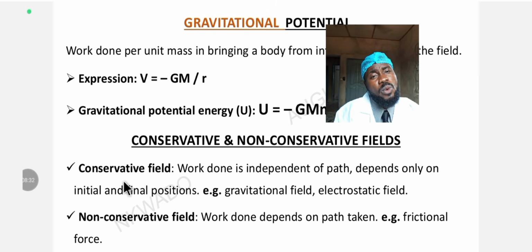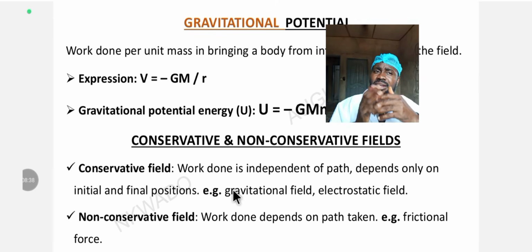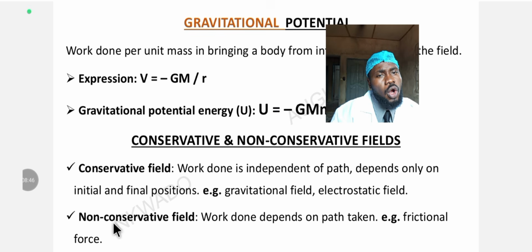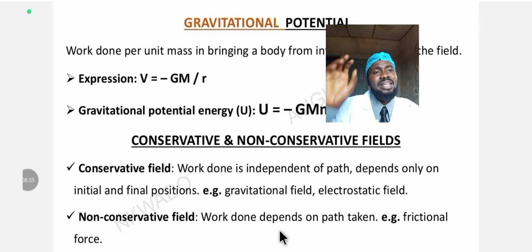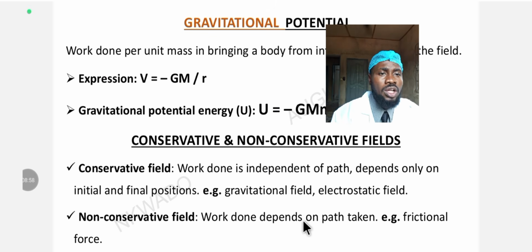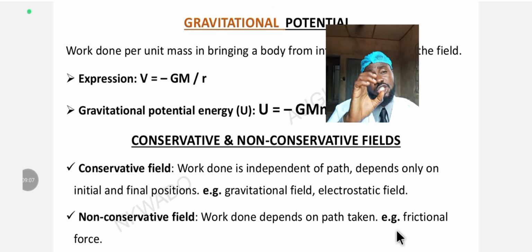When we say conservative field, we mean those fields of force that do not require contact. It's only dependent on the initial and the final position. That's what matters. But the non-conservative fields are the fields that require friction, where the work done depends on the path taken. The conservative does not depend on the path taken. So I want you to picture the differences between them.